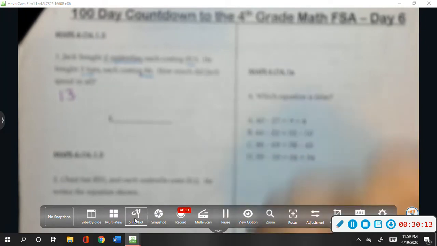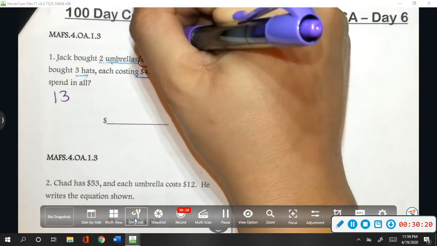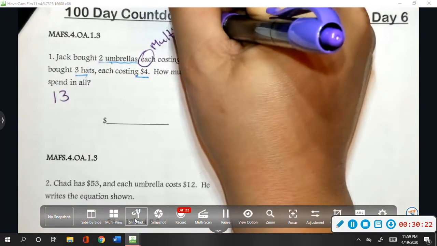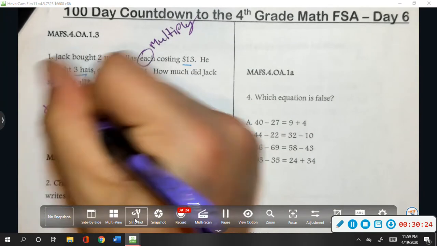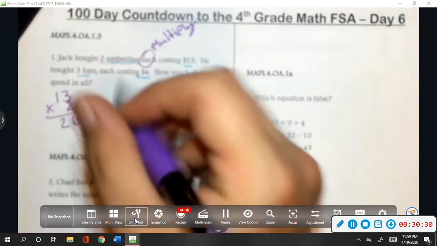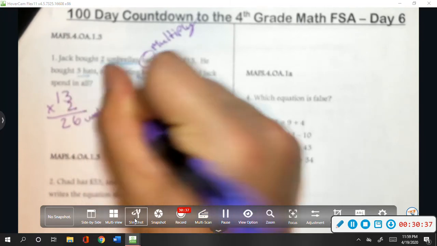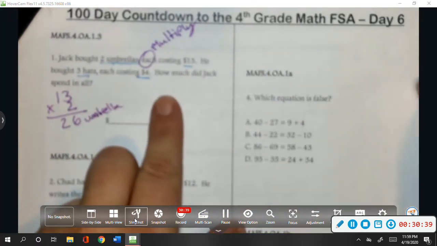I keep saying each because this is what kind of word? This means to multiply. So 13 times 2. 3 times 2 is 6. 2 times 1 is 2. So 26 was the umbrellas. I like to try and, especially when I have a bunch of different values, that way I don't get them confused.